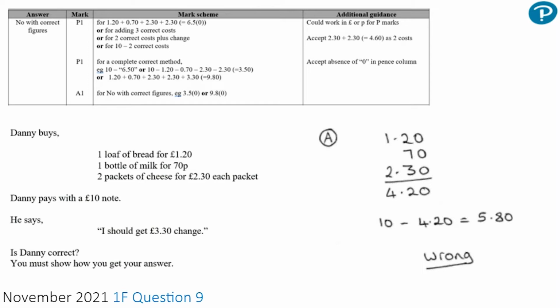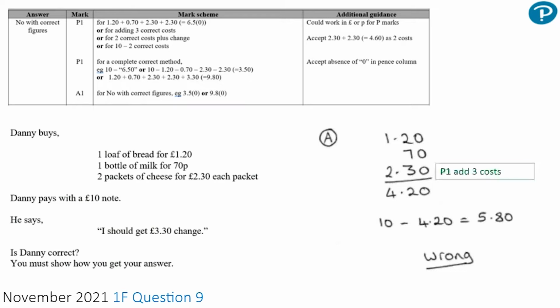Brilliant, responses are starting to come through. I do know there's a delay. It's interesting that we get different responses. And I'll show you, as you'll see now with the annotation, where the marks could be awarded.